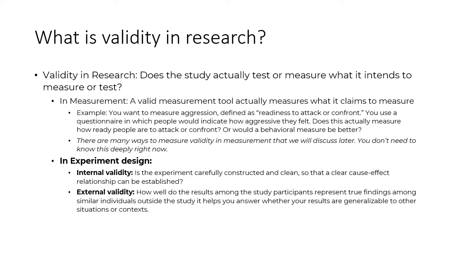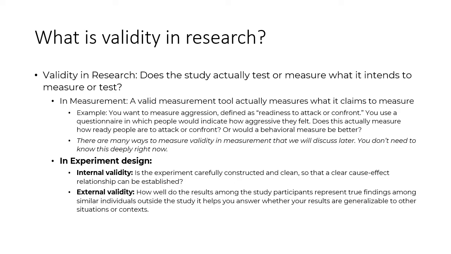So in measurement, we're always measuring something. In experiments or correlations, any kind of quantitative research, we're measuring something. And so a valid measurement tool actually measures what it claims to measure. So for example, if you want to measure aggression, you're interested in some factor that you think impacts aggression, but in order to demonstrate this, you have to be able to measure it. And aggression is defined as readiness to attack or confront. So someone is feeling fired up, they're ready to just challenge something. So how could we know if someone is feeling this way?